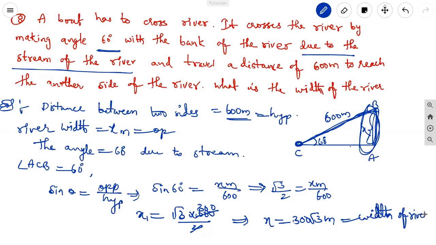Okay. This is the width of the river. Just concentrate on how to imagine the diagram and how to take the distance as the hypotenuse and the width as the opposite side. Okay.